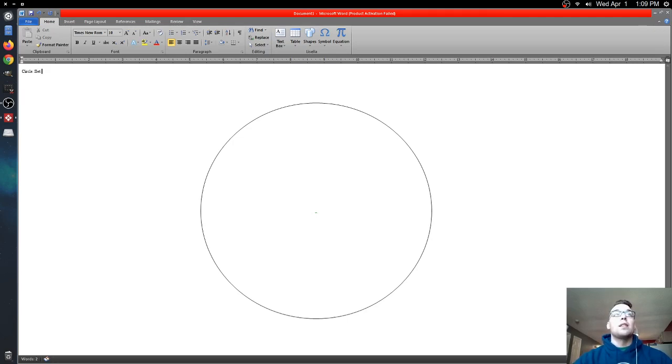A circle is a set of all points equidistant from a fixed point, which is known as the circle's center. I'll make that a little bit bigger. So a circle is the set of all of the points that are equidistant from a fixed point. That fixed point is what we call the center of that circle.